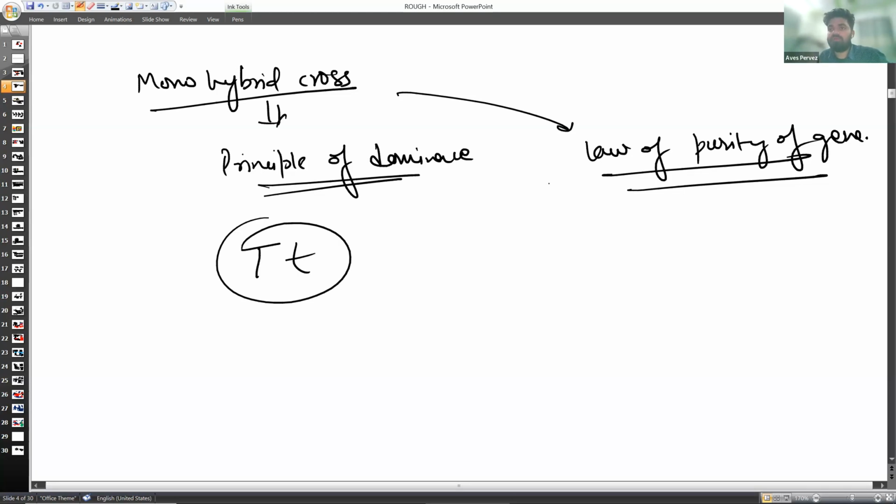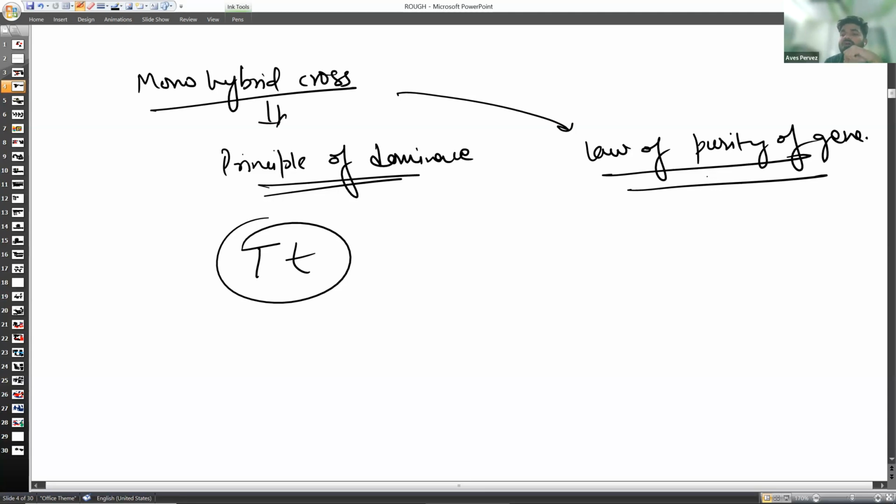Are you getting my point? One gene is dominant over the other gene. Understood what I'm saying? That one gene is dominant over the other gene. When there is a heterozygous condition, in that condition, one gene is dominant over the other.